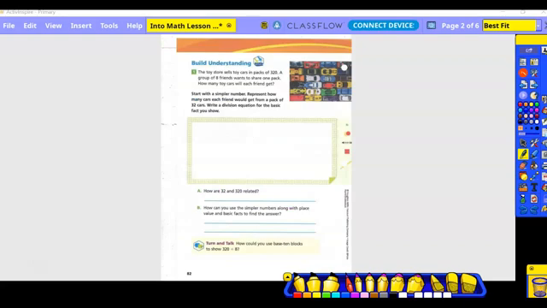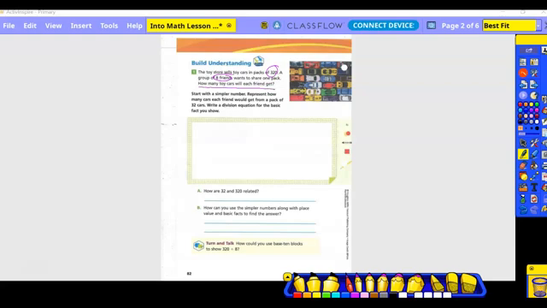Build understanding number 1. The toy store sells toy cars in packs of 320. A group of 8 friends wants to share 1 pack. How many toy cars will each friend get? Okay, so let's plot our numbers. So 320, 8 friends, and then how many toy cars will each friend get?